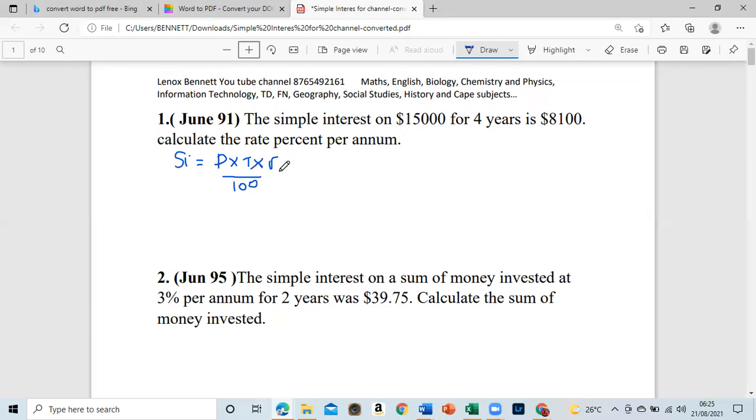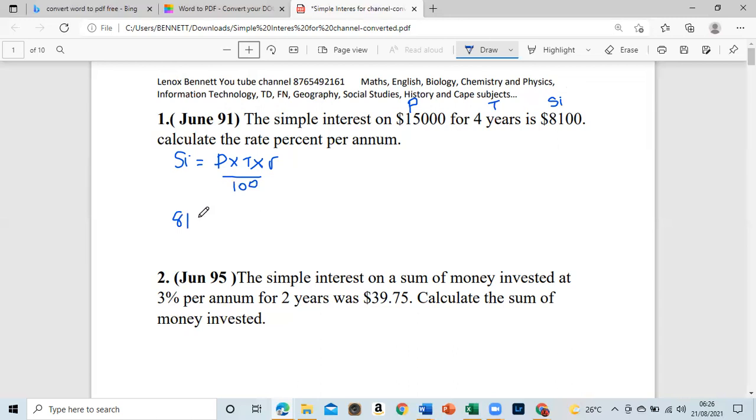A lot of persons don't really understand why we get it. So let us put in what they gave us. This is the principal. I always tell my students, label each part first. It's very important. This is the time, and this is the simple interest. Very carefully, we are asked to find R. So let us put in what we know. The simple interest is 8,100.